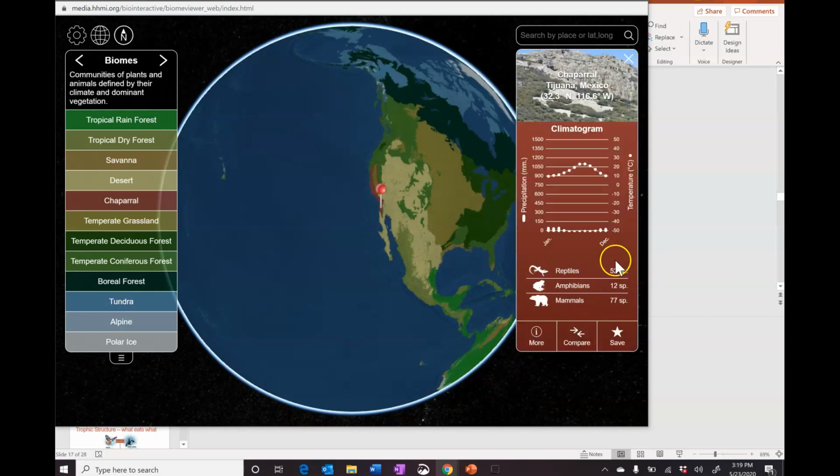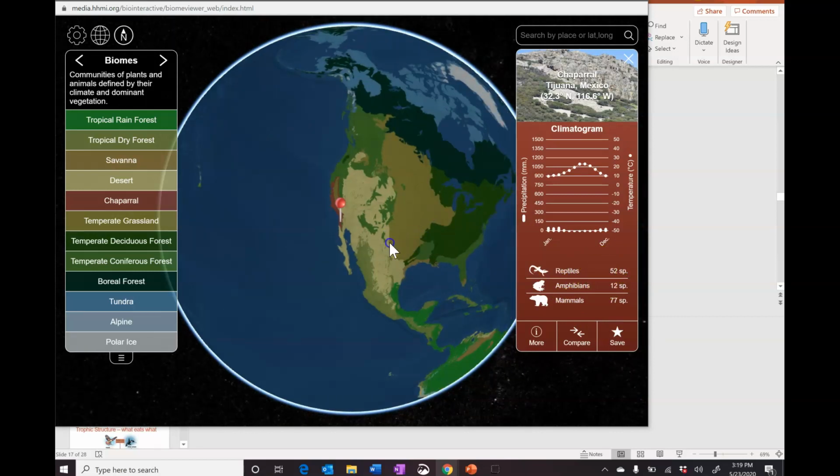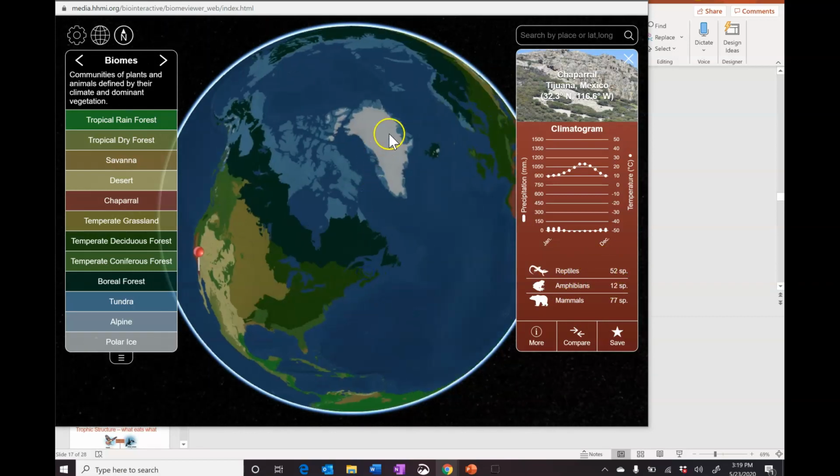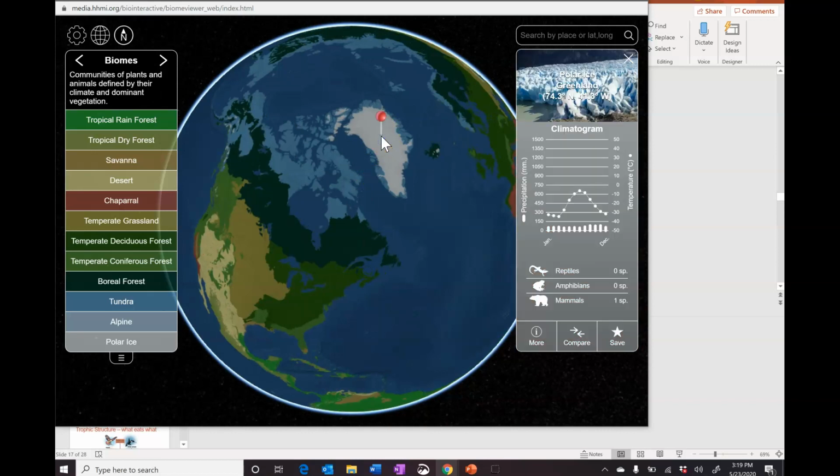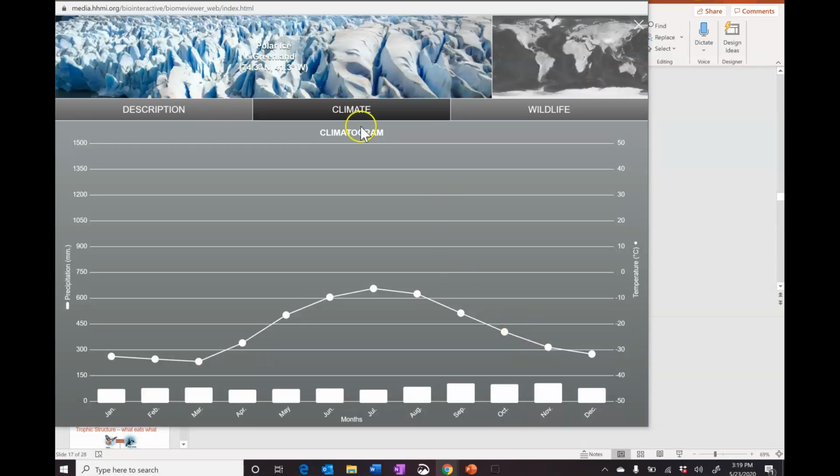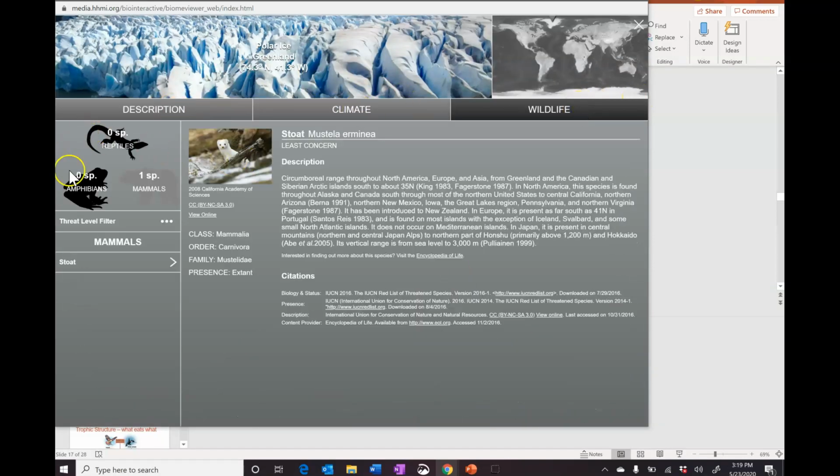And look at our numbers here, right? We have about 80 species of animals, some amphibians, 50 different types of reptiles. Now let's compare that to polar ice. 0, 0, and oh, there's one mammal. What is it? What mammal is it? Now I have to know. Wildlife. 0, 0. Oh, the stoat.